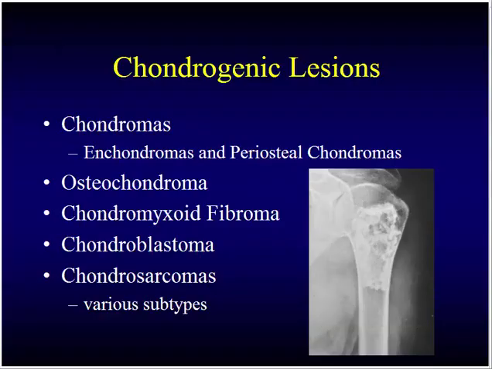Okay, let's do this. Let's get through this portion of the chondrogenic lesions, and then we'll break for lunch. So there are several different types. The chondromas, or basically balls of cartilage, can be an enchondroma inside the bone, which is a pretty common lesion, or a periosteal chondroma, which is on the periosteum. An osteochondroma is that OCE we talked about, that's sticking out of the bone. CMF, chondroblastoma, and of course chondrosarcs.